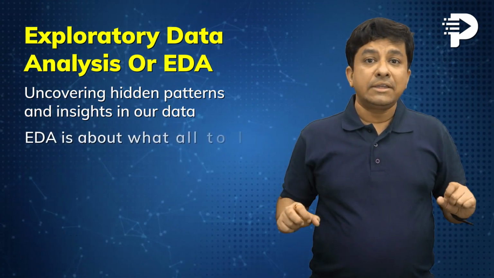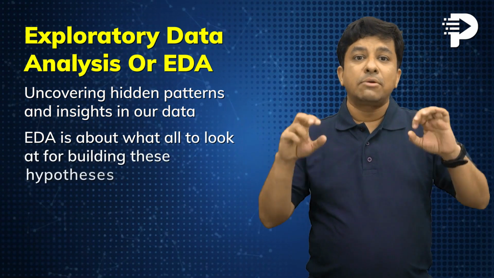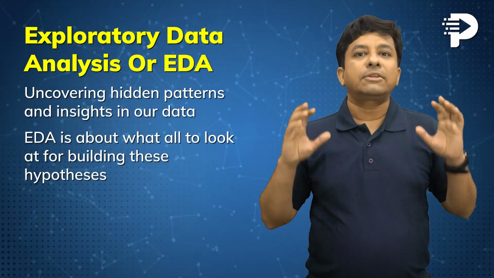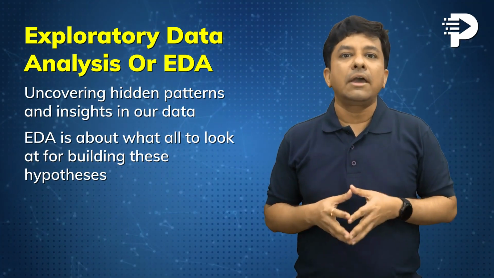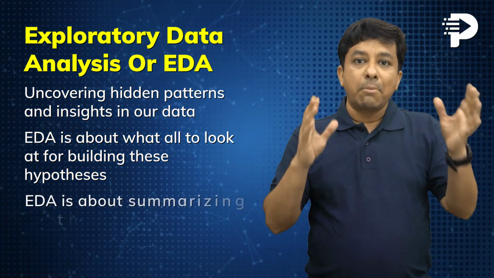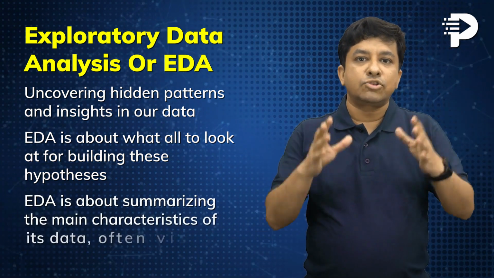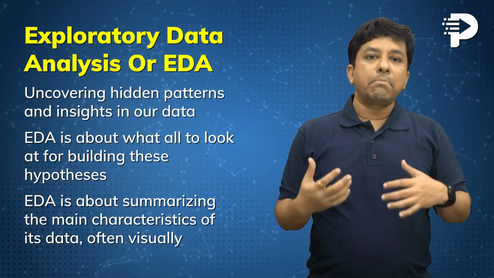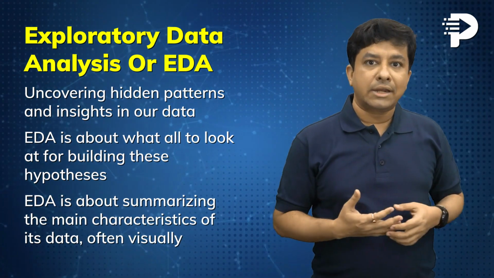So EDA is all about what to look at for building these hypotheses, where to look for evidence, which are the variables in my data, right? EDA is about summarizing the main characteristics of data, often visually, right? So EDA ends up giving us main highlights of data.